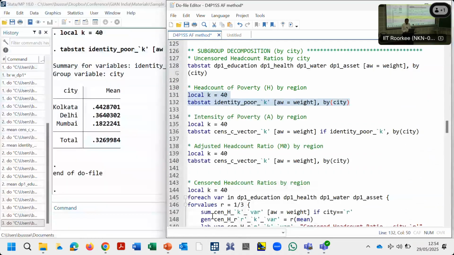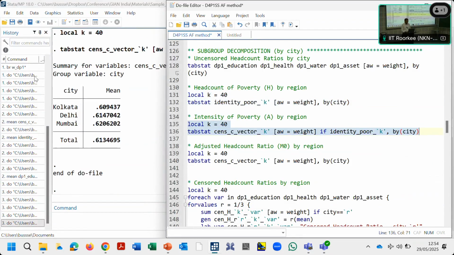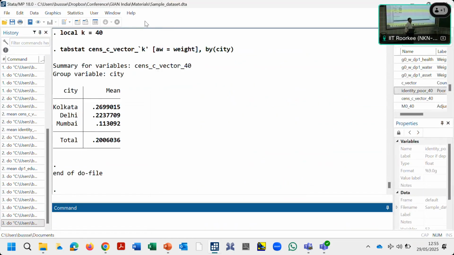Similarly, for intensity, of course, you have to add this additional term, if identity 4 equal to K. If you run that by city, you get the A. These are the intensity of poverty. And then finally, you just use the censored C vector and run it. There you go. These are your adjusted headcount ratios.